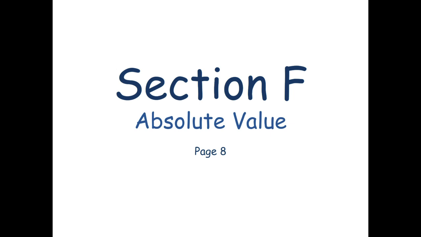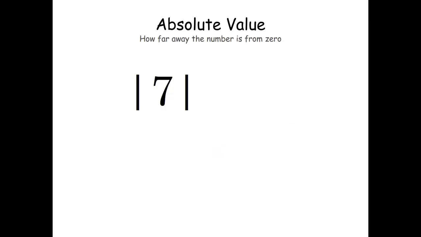Now on section F, this is absolute value, page 8. Absolute value are these two parallel lines, and you have a number in the middle of these two parallel lines. And absolute value tells you how far away the number is from 0. So for instance, the absolute value of 7 is 7 because 7 is 7 away from 0.